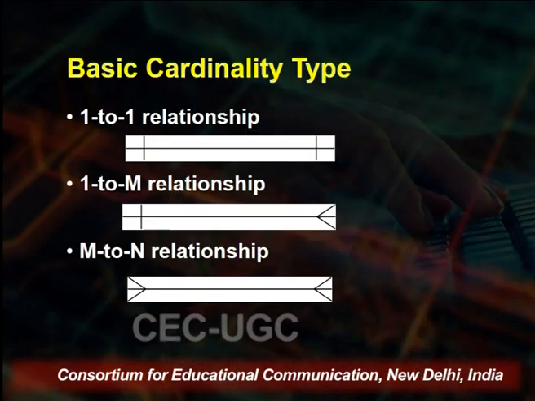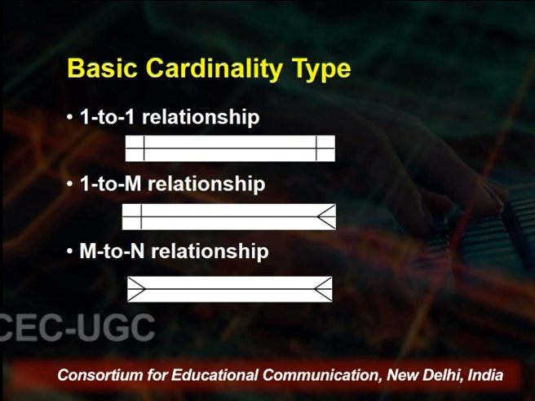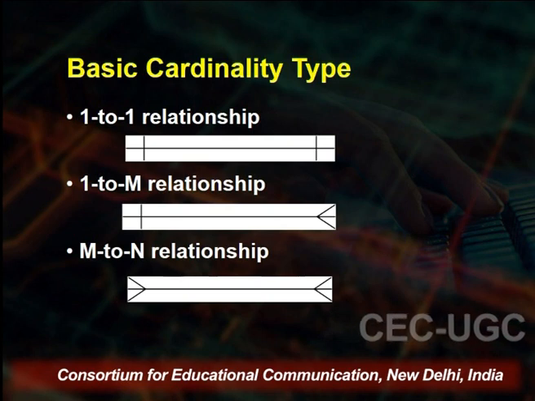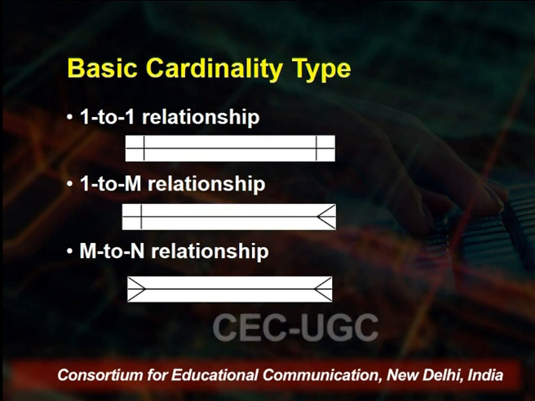If we are going to represent these relationships with their cardinality types, then for a one to one relationship only a straight line is drawn. If a one to many relationship is to be shown, there is a crow foot symbol on the side of many occurrences, and if there is a many to many relationship, which is represented by m to n, the crow foot notation is used on both sides of the entities.